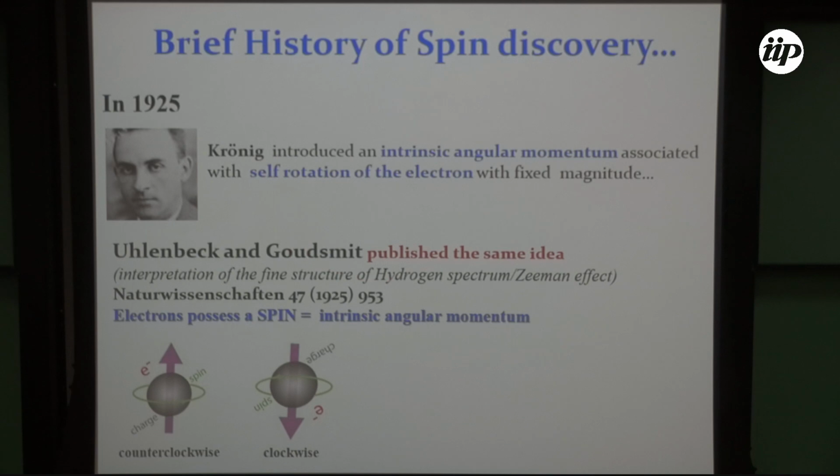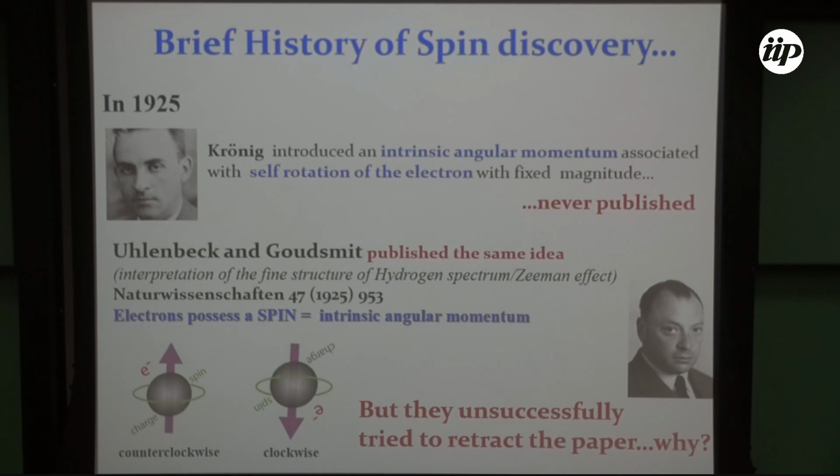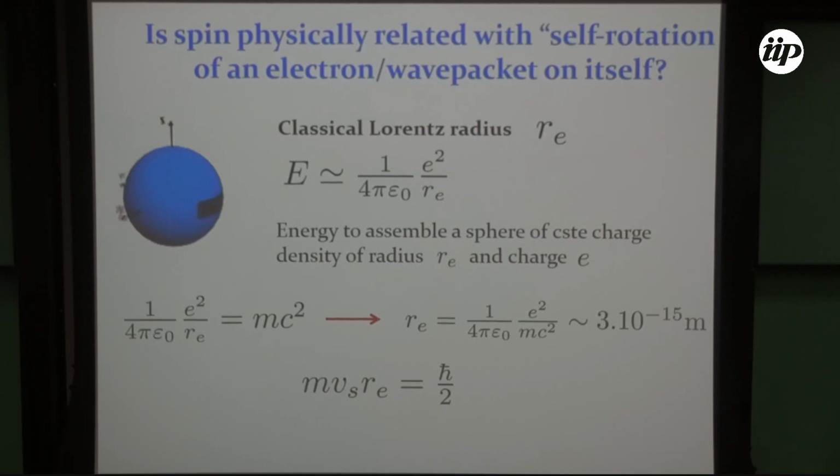Uhlenbeck and Goudsmit published the paper in Nature, but Kronig did not sign this paper, and these two persons tried to retract the paper before it was published, and they couldn't. And why? So Pauli came into the game. They sent the paper to Pauli, and Pauli had this argument.